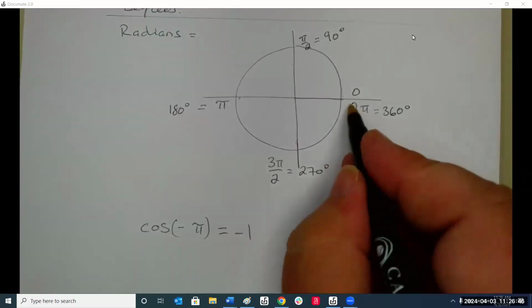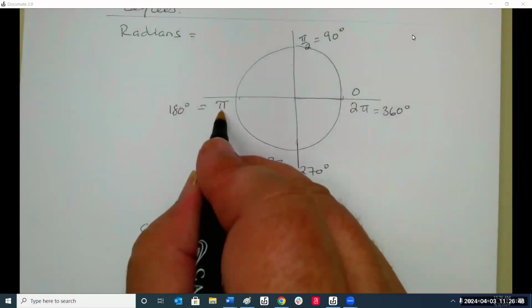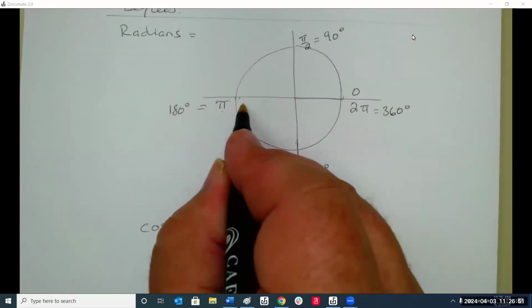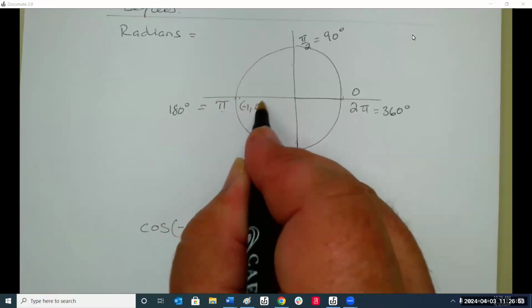Negative 1, right? Because you start here, you go here, pi is 180 degrees. The location here is negative 1, 0.